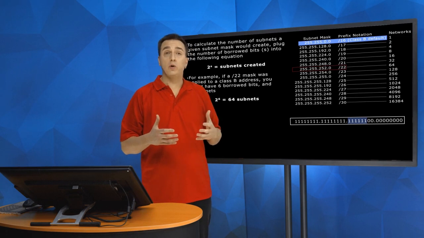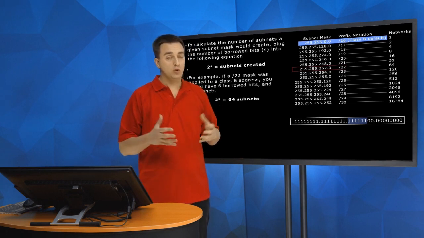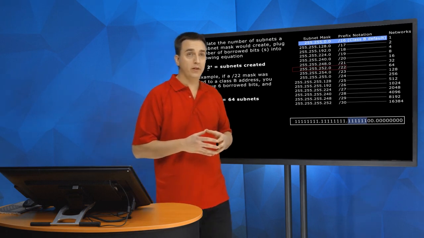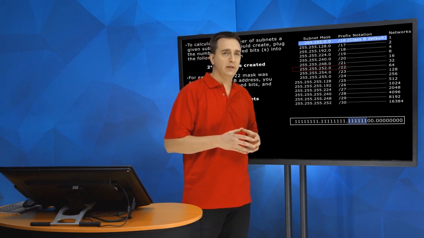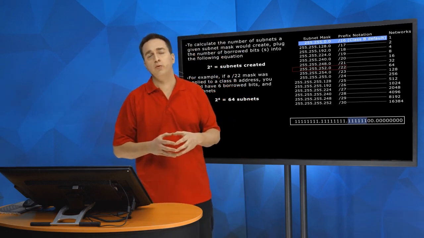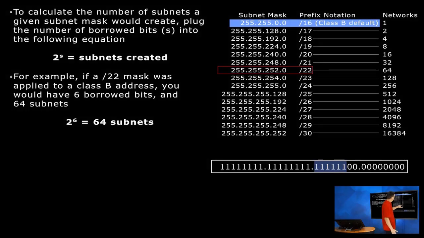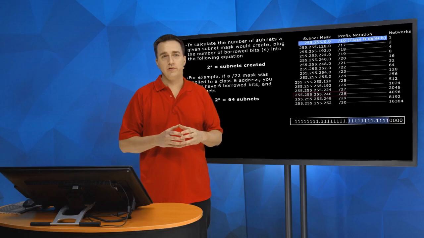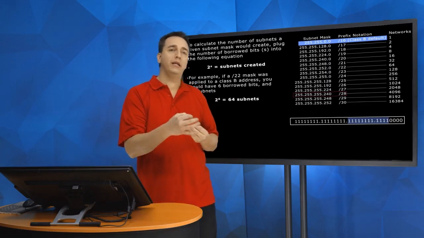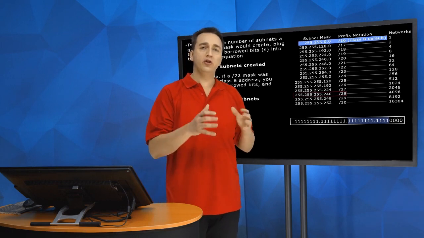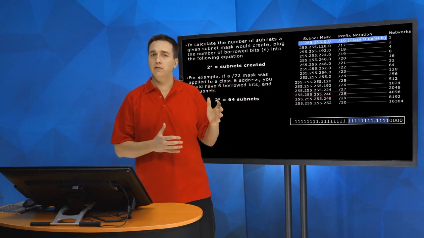Let's say we had borrowed instead 12 bits. So what would my new subnet mask be if I borrowed 12 bits? It'd be a /28. So we are a /28. Borrowed 12 bits. 2 to the power of 12 equals 4,096 subnets. Can you see how important it is to know your starting point now?